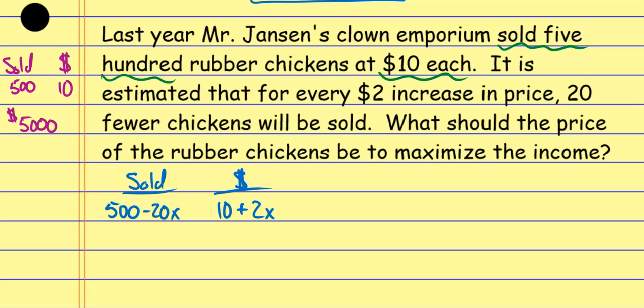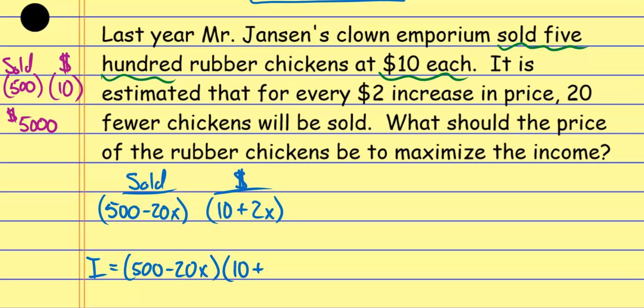I'm going to start with 500, what I sold last year, but now I'm going to lose customers, so I'm going to subtract chunks of 20, so 20x, okay? And so now if I think about how I calculate income, looking back up here, I did the 500 times the 10. I did the number sold times the price I was selling them for. And I do the same thing here. So if I want to find the income on this one, I'll call it capital I, I just multiply the number sold times the price. I multiply these two things together.